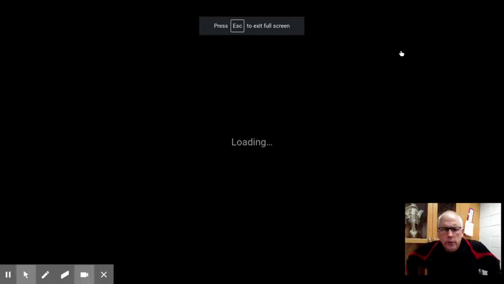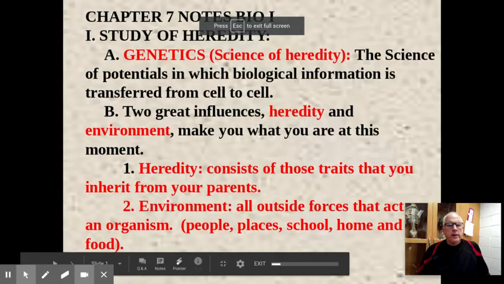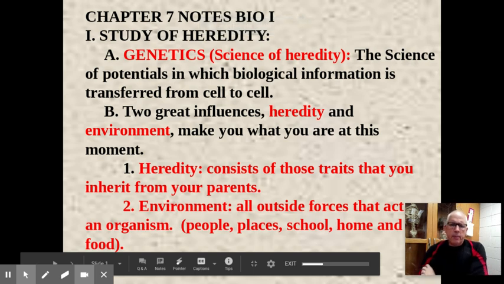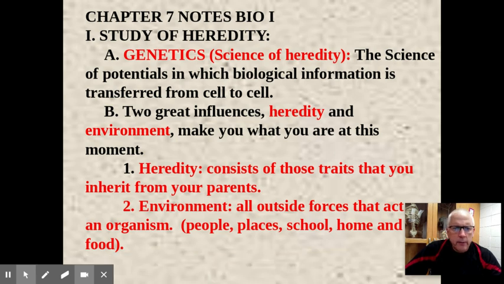We are headed into genetics, which is one of my favorite chapters I teach. Probably no more important of a chapter to know in biological living systems and how we pass traits on from cell to cell and from one generation to the next. So we're going to look right at the beginning here. We're going to talk about what is the definition of genetics.